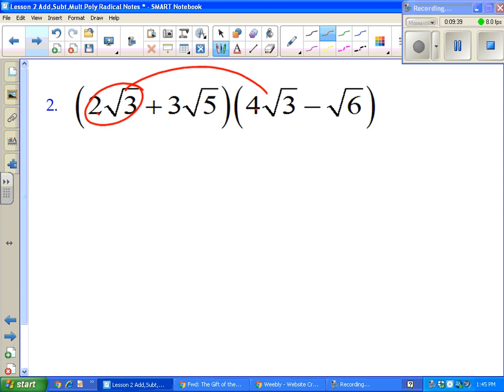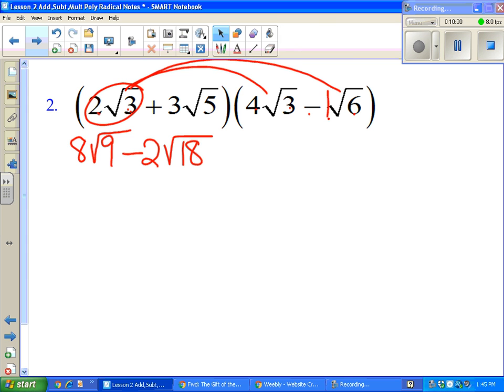2 on the outside, 4 on the outside is 8. 3 on the inside, 3 on the inside is 9 on the inside. 2 square root of 3 times 6. You can always assume there's a 1 out front. 2 on the outside, 1 on the outside, and that's a negative 1, so it's going to be negative 2. 3 on the inside, 6 on the inside, 18 on the inside. Okay. Everything's been multiplied by square root of 2, square root of 3. Now let's multiply everything by 3 root 5.